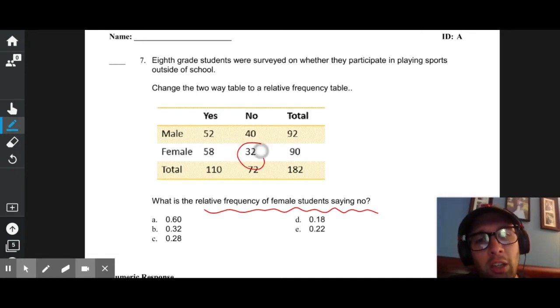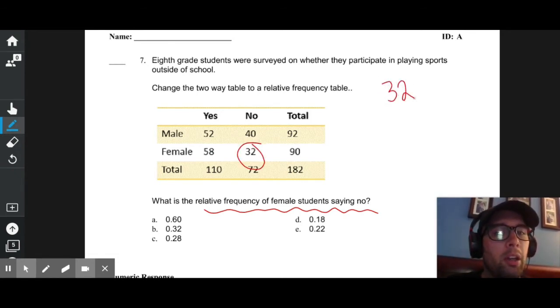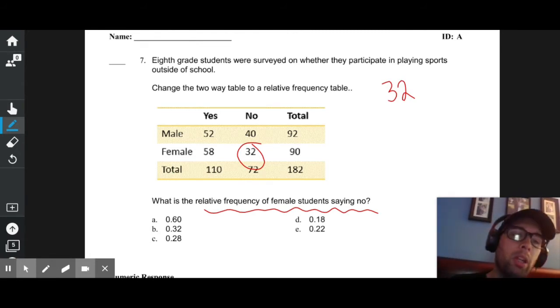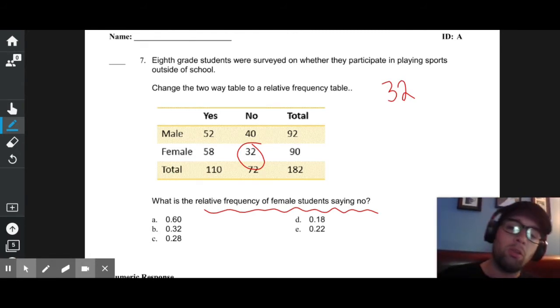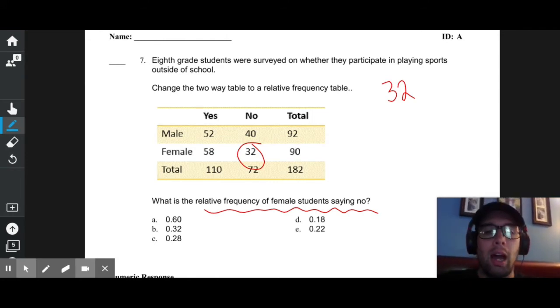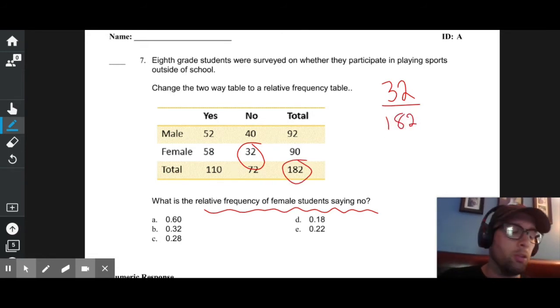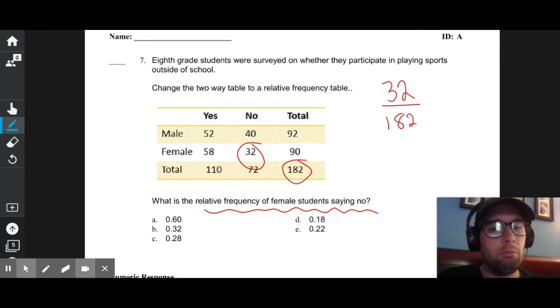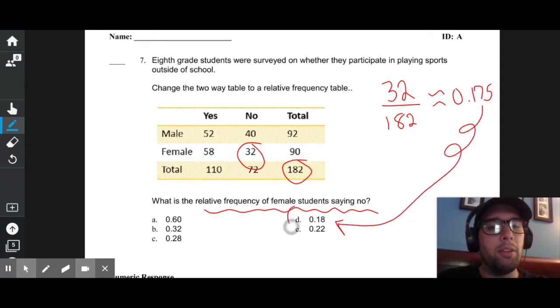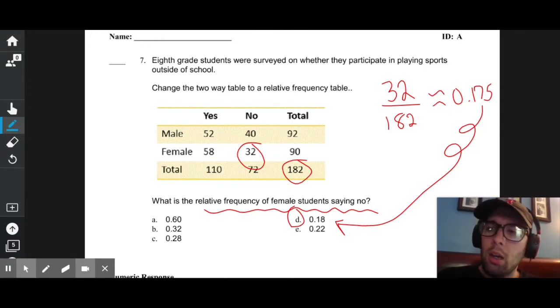So the female students saying no is 32. Now you're going to be tempted to answer B, but 0.32 does not mean 32 students. 0.32 is supposed to represent a percentage out of 100. In this case, I want to do 32 out of my total, which is 182. What's 32 divided by 182? That would be about 0.1758. So 0.1758 is going to be 0.18. Kind of a tricky problem.